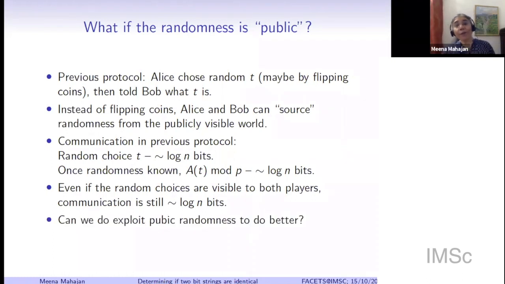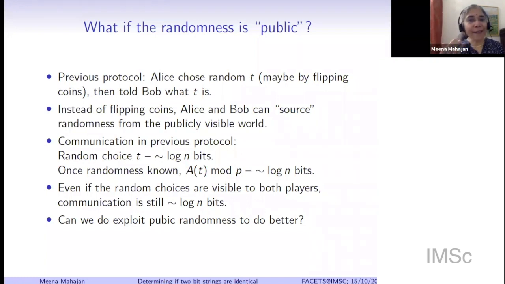So what we want to ask is, can we somehow exploit this public randomness to do even better than log n? Maybe log n by log n, maybe log log n, something like that. Exploit the fact that randomness is visible. So then obviously we have to change the protocol. The previous protocol will still require log n because AT has to be sent. So we want to do something completely different.